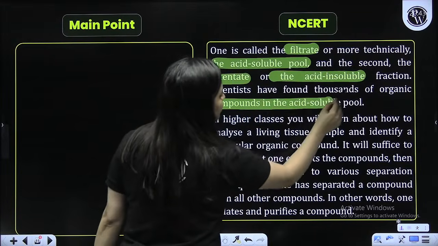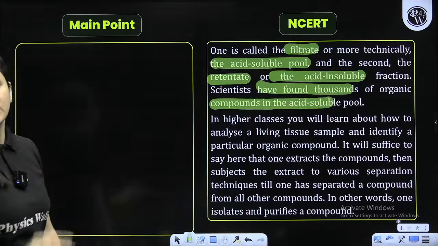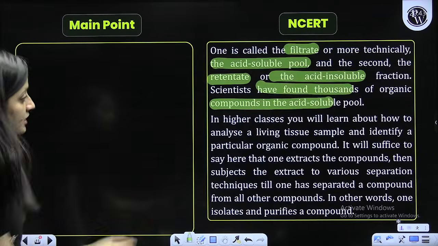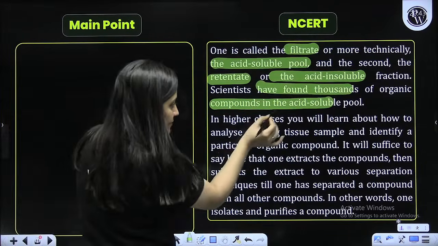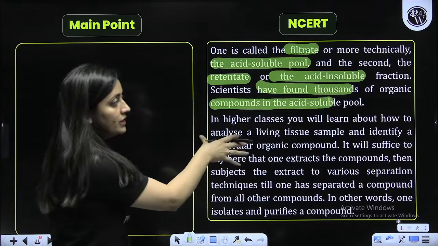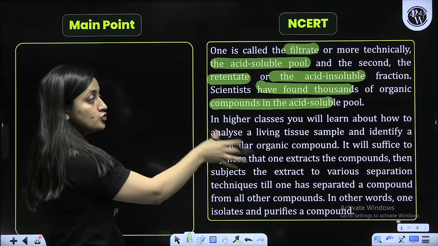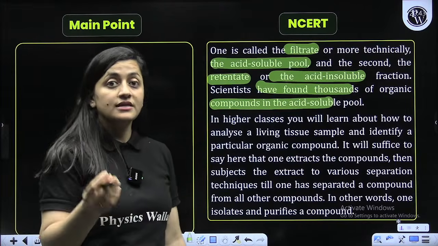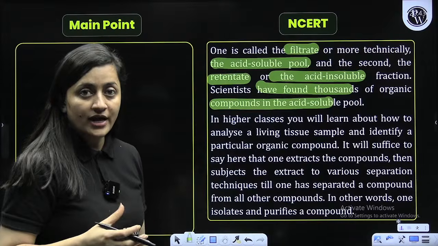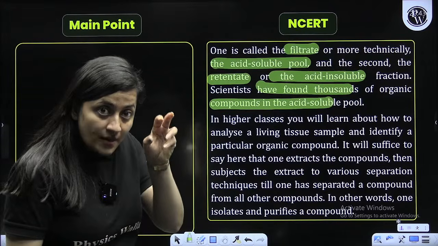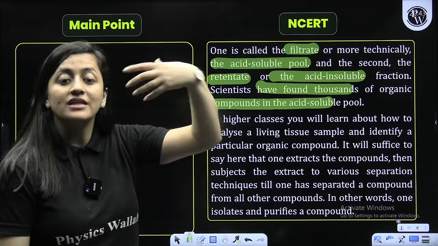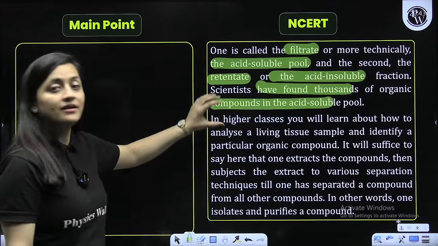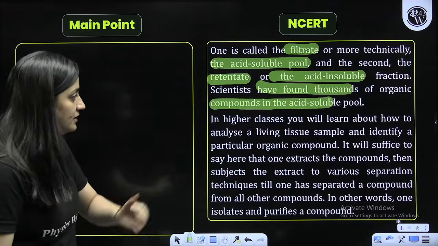Scientists have found many organic compounds in the acid soluble pool. They are saying that in the higher classes, you will learn how to analyze a living tissue sample and identify a particular organic compound. As of now, we can say the acid soluble pool has many organic compounds, but if we want to separate a particular organic compound, we study that in the higher classes. This part is clear?